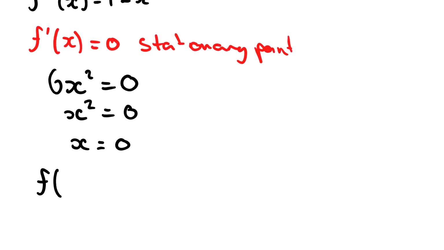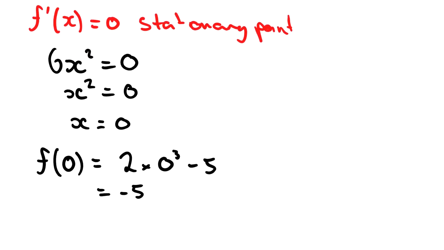So let's go and find what my y value is. Again, you're just substituting 0 back into the original equation, and I end up with minus 5. So the coordinate is going to be (0, minus 5) for this stationary point.